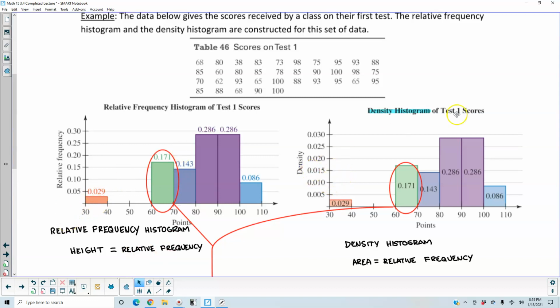Now, the density histogram is a little different. If you look now, the same numbers are now inside the bars, and that's the area. So, if you take a look at this 0.029, that's the area of this bar. Same thing here. The area of that bar is 0.171. So if we look at the density histogram, the area represents the relative frequency, whereas, again, in the relative frequency histogram, the height represents the relative frequency.